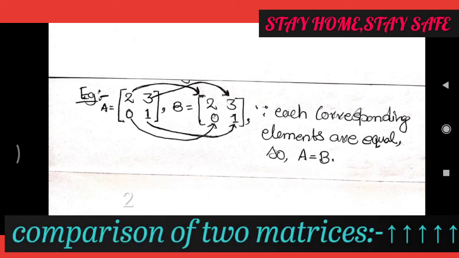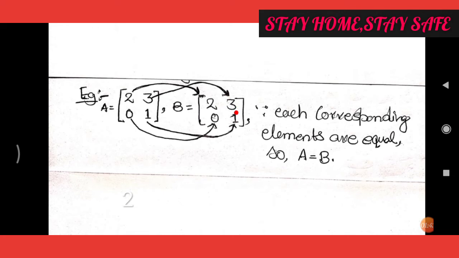Here we have an example: matrix A having elements 2, 3, 0 and 1, and matrix B having elements 2, 3, 0 and 1. Here we can see the corresponding element of 2, at the position A11, is 2 in B as well. At the place of A12 we have 3, and in matrix B also at A12 we have 3. At the position of A21, that is second row and first column, we have 0, and the same applies for matrix B. At A22 we have 1, and the same applies in B, where we have 1 at the place of A22.